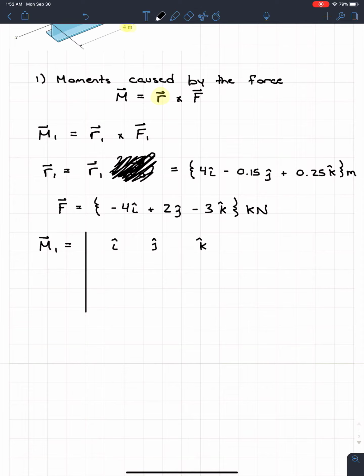Now, the second row for this is always, always going to be the position vector. You guys know how to take moments, so this should just be review. So it's going to be 4 and then negative 0.15 and then 0.25 for the last one. And then our last row is going to be the force vector. So we're going to have negative 4, we're going to throw in a 2, and finally, a negative 3.